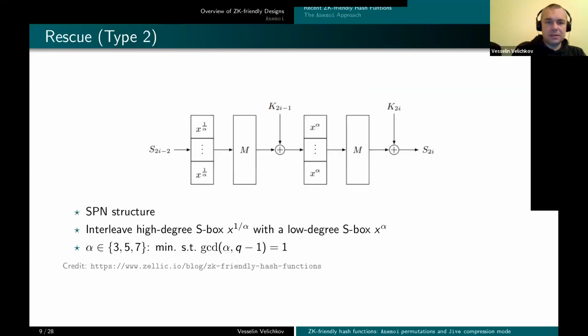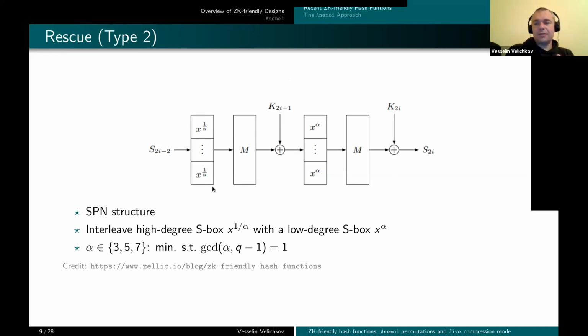Okay, so the last highlight that I wanted to show from the ZK-friendly design is the first instance of the type 2 designs, which is Rescue. And Rescue, if you remember, for type 2, we are still using the power map x to the alpha, but we also use its inverse, x to the 1 over alpha. And that's what the Rescue designers do. Again, conceptually, you have the same idea of a non-linear layer followed by a linear layer followed by a key addition. So that's one round for you, and then you iterate it.